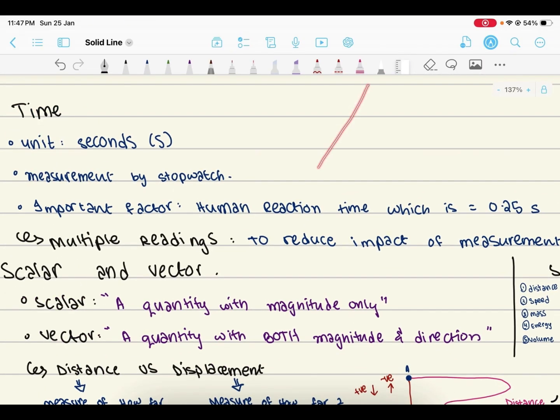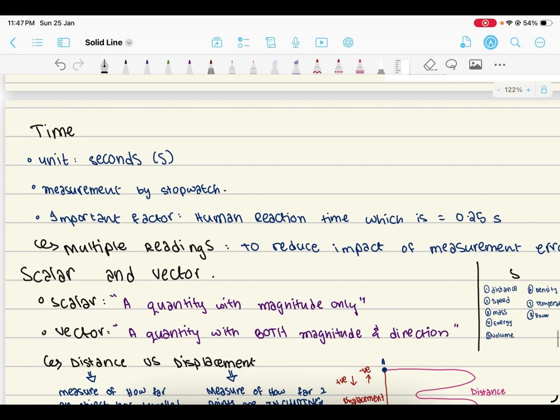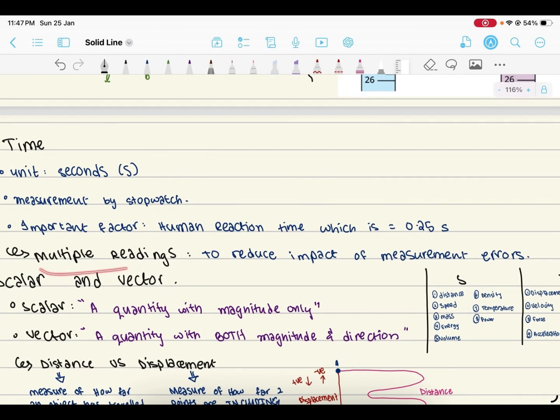For example, if you want to take the time of an oscillation, instead of taking one oscillation, you let the pendulum oscillate, let's say 5 times, and then divide that time taken by 5 to get the time taken for one reading. So you take multiple readings to reduce the impact of measurement errors. You can also do that with other stuff, not only time. For example, for length, you can take the length of 100 sheets of paper instead of one, and then divide that length by 100 to get the thickness of one paper. Sorry. Okay, moving on.